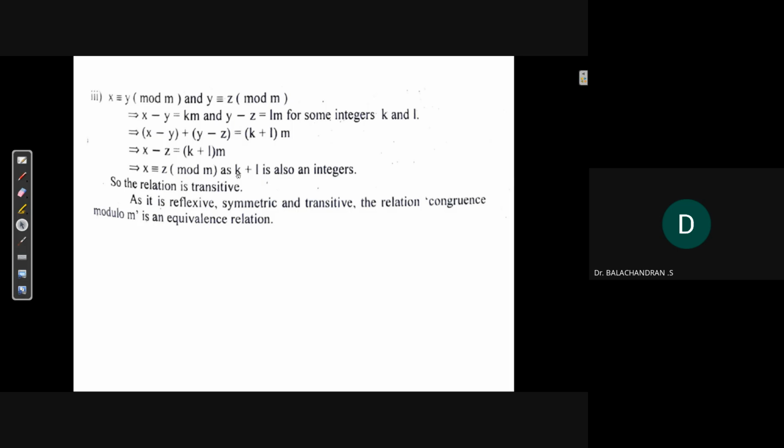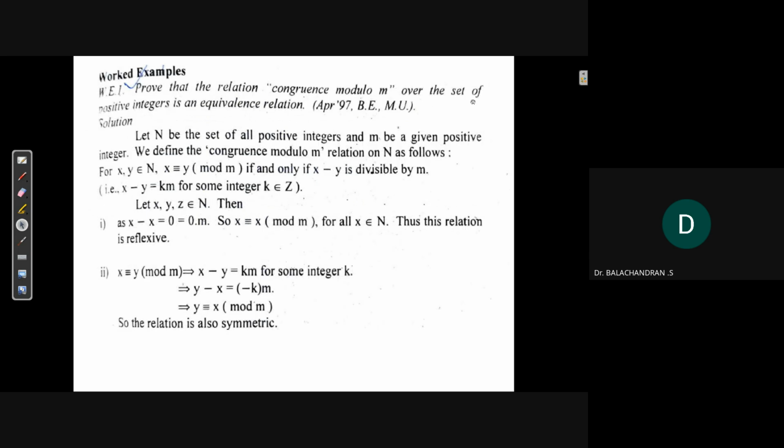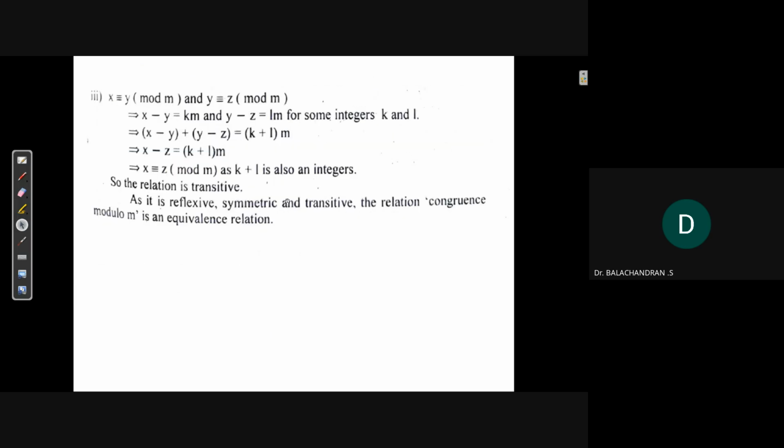Since k plus L is also an integer, actually I wanted to prove x is congruent to z mod m. And hence this relation is transitive. So it is reflexive, symmetric, transitive, and hence the relation congruence modulo m over the set of positive integers is an equivalence relation.